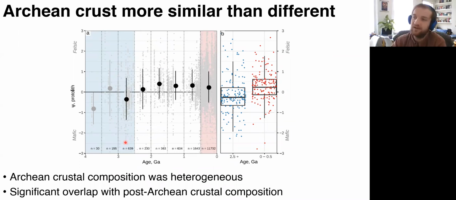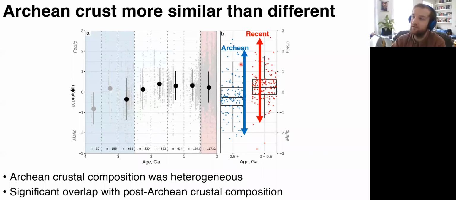So if we just take all of the data in this blue colored section and all of the data in this red section and compare them directly, this does demonstrate this quite neatly. You can see that the central tendencies, the medians in these box plots, are different, but they overlap considerably.